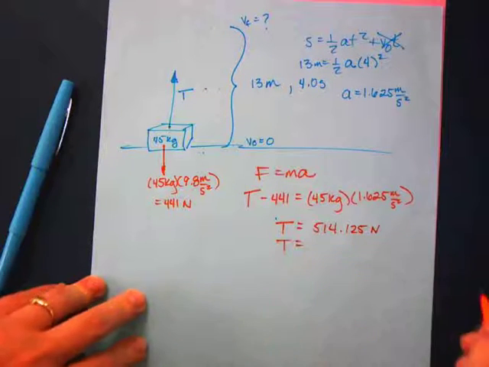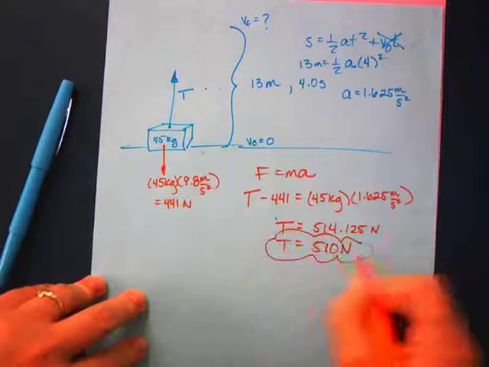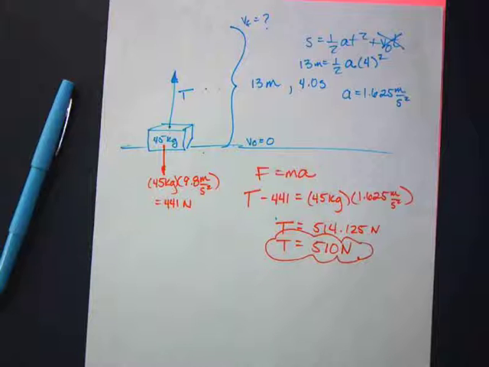Yeah, I get 514.125 newtons. 2 sig figs rounds to? Yes.